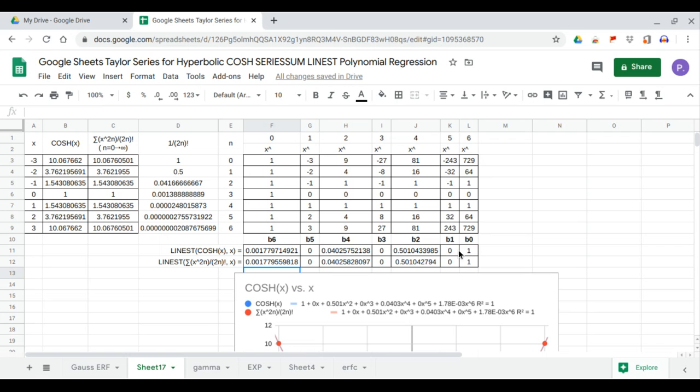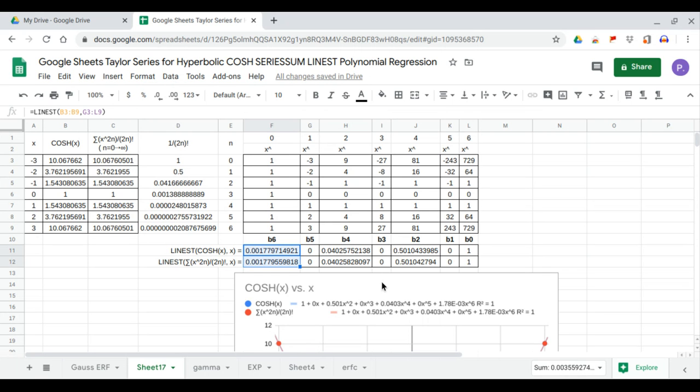You will notice B0, all the same, B1, they're both the same. B2, 0.50104, they're the same also. B3, all 0. B4, 0.04025, they're the same. B5, 0. And B6, 0.001779, they're also the same.